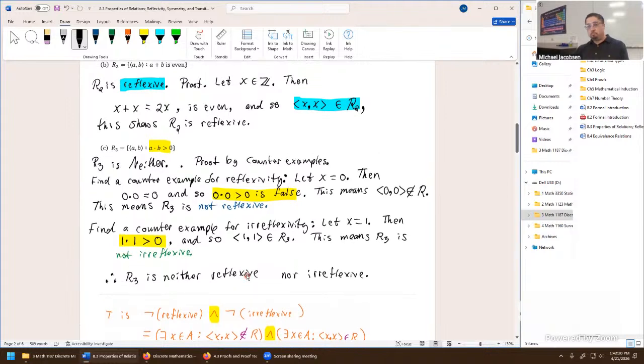So that's a pretty fast rundown. Took a little bit more time on part C. Some of them are faster than others for reflexivity, irreflexivity, and the case where it's neither property at all. Any last questions or thoughts, folks, going through any one of these?